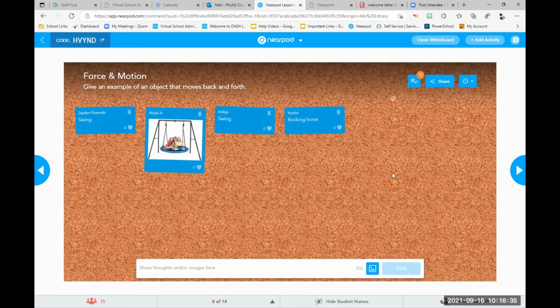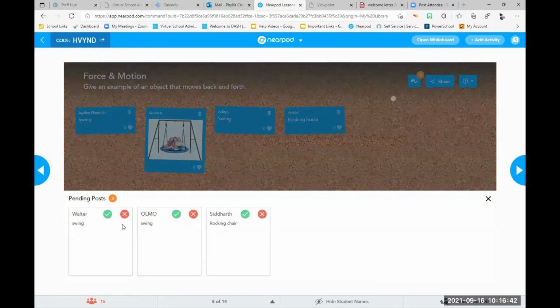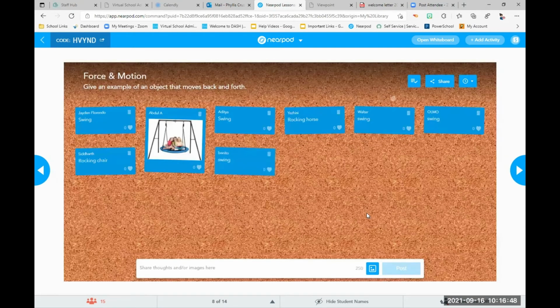Actually, not a seesaw. What does that do? That does something else, doesn't it? I would rather choose a swing like Abdul. Okay. I think a lot of people are thinking the same thing as you guys. You must collectively be reading each other's minds.